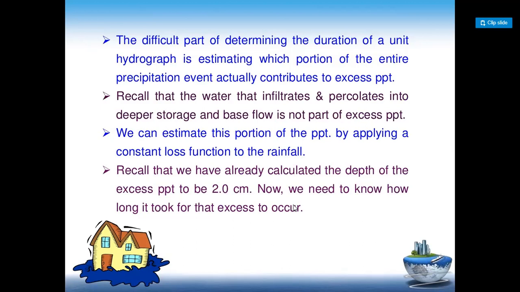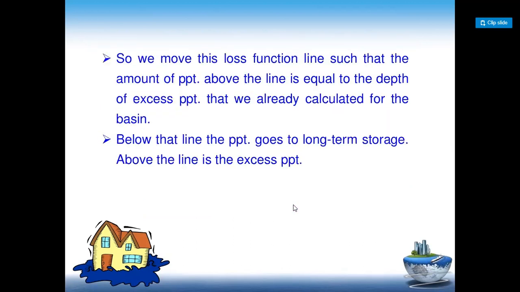Recall that we have already calculated the depth of the excess PPT to be 2.0 cm. Now we need to know how long it took for that excess to occur. So we move these loss function lines such that the amount of PPT above the line is equal to the depth of excess that we already calculated for the basin. Below that line, the PPT goes to long-term storage. Above the line is the excess PPT.